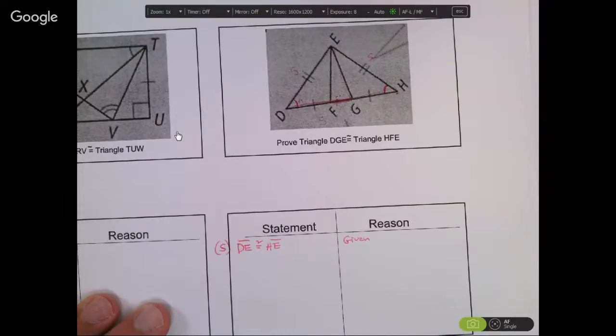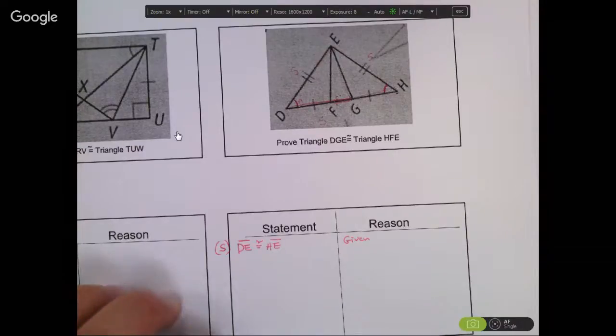But you do the other given first. It doesn't matter what order you go in. So we say DF is congruent to HG, and then we do DF plus FG is equal to... oh, we have to do FG first. FG is congruent to FG. DF is congruent to HG.